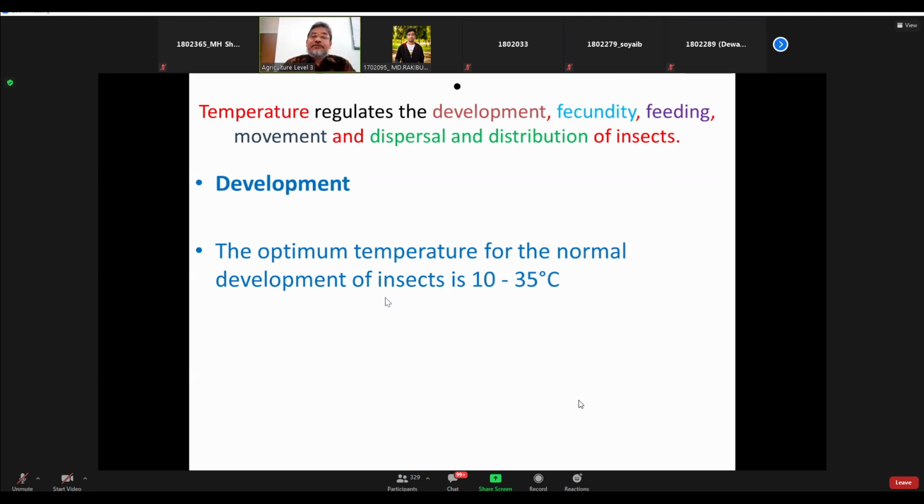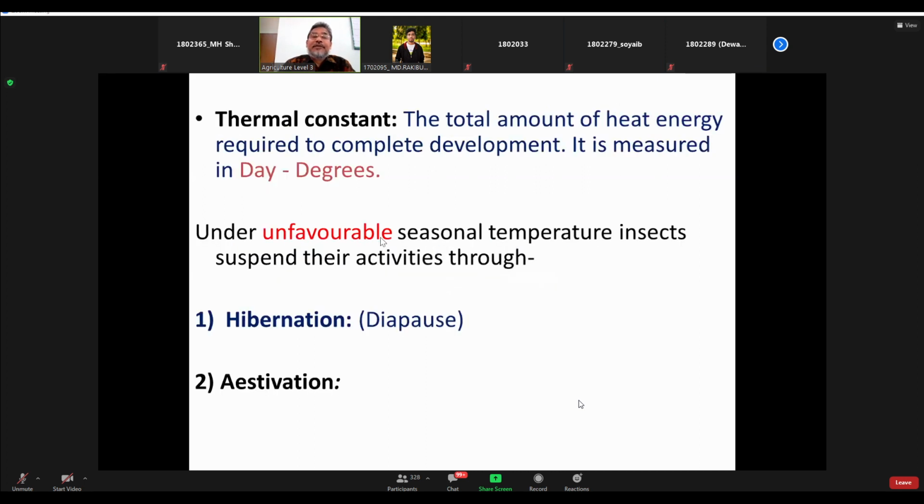So let us move to the next point, which we call the thermal constant. Thermal constant, what is that? It is the total amount of heat or heat energy required to complete the development, and this is measured in degree days. An insect requires a certain amount of heat for completion of its development.